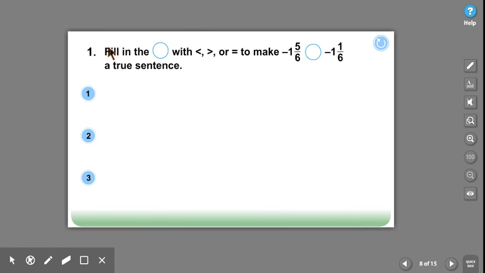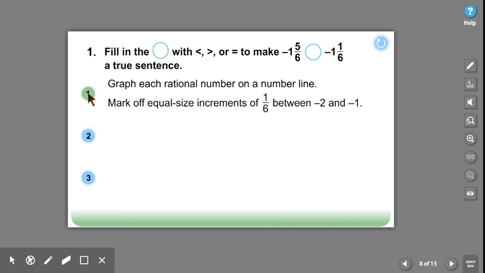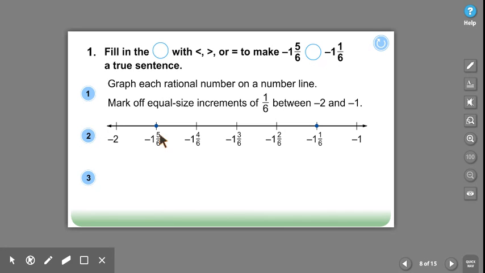Here's example number 1. It says fill the circle with less than, greater than, or equal to make -1 5/6 circle -1 1/6 a true sentence. So here we're going to graph each rational number on a number line. You're going to mark off equal size increments of 1/6 between -2 and -1 because both of these numbers are between -2 and -1. So when we do that, we'll notice that -1 5/6 is to the left and -1 1/6 is to the right.